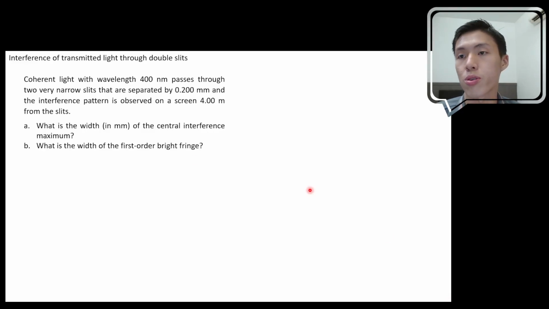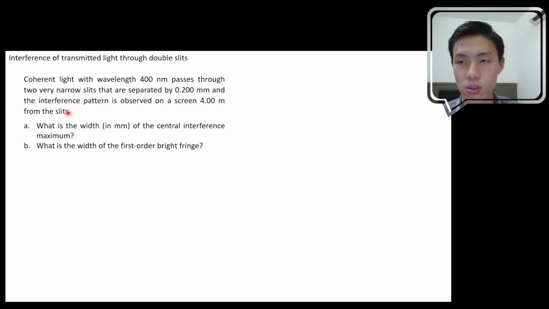Let's try to solve this problem here. You have coherent light with a wavelength of 400 nanometers that passes through two very narrow slits that are separated by 0.200 millimeter, and the interference pattern is observed on a screen 4 meters from the slits.